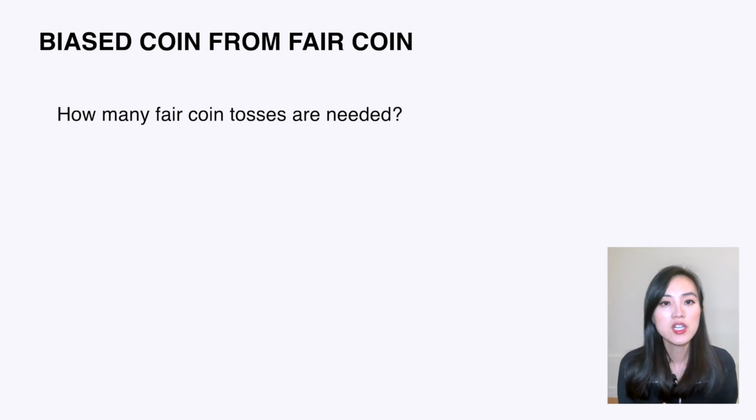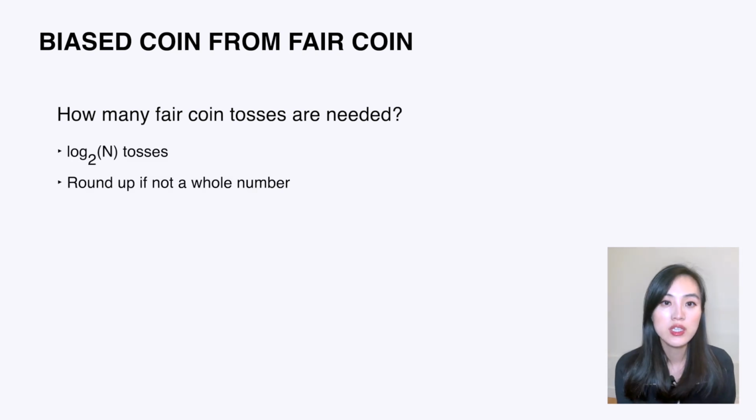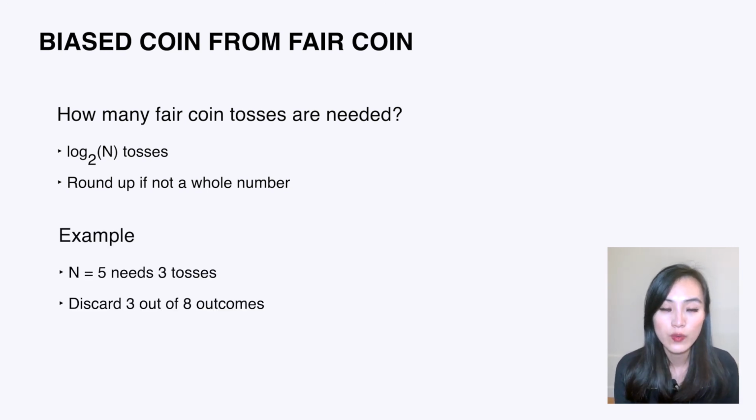So how many tosses do we need in general? Actually, we have covered this in the previous question as well. We will need log base 2 of n number of tosses, and if the number is not an integer, we'll have to round it up. So if n is 5, we need to toss 3 times, and we'll have to discard 3 among the 8 outcomes to get the desired probability.